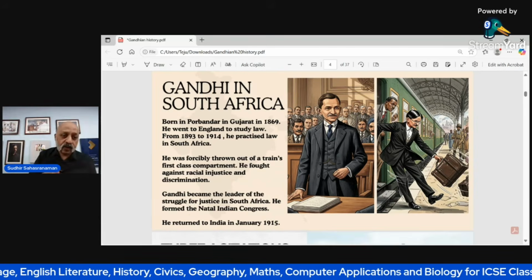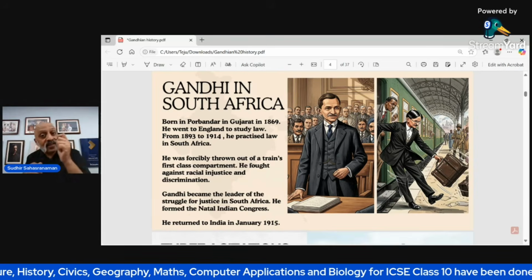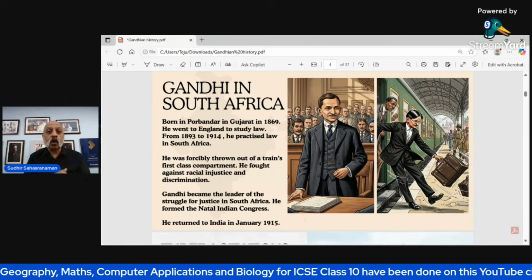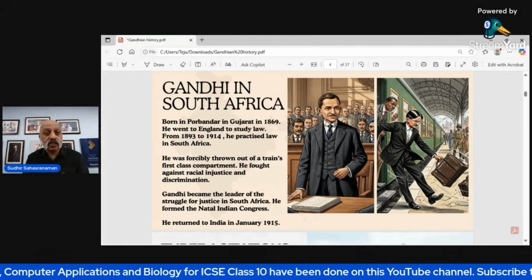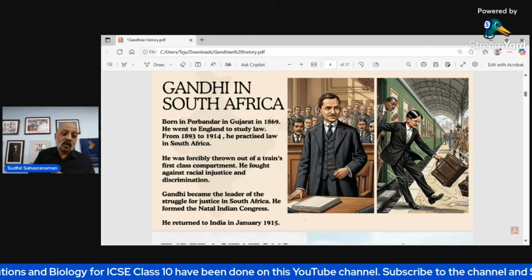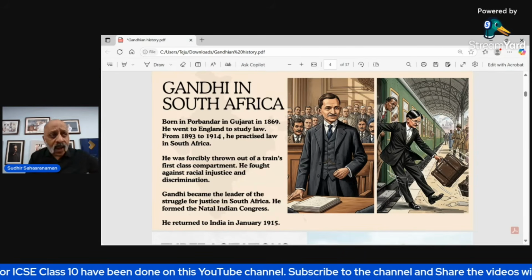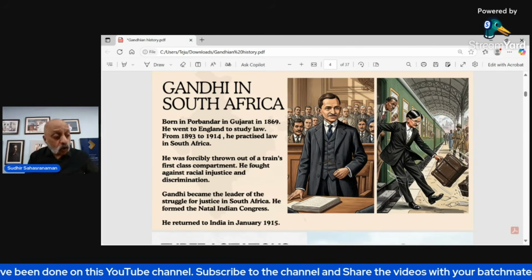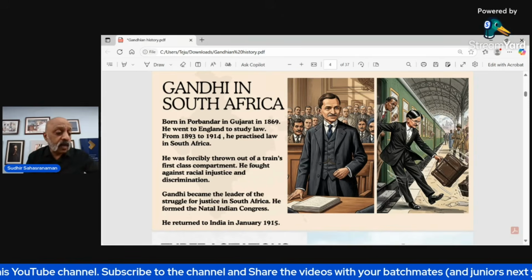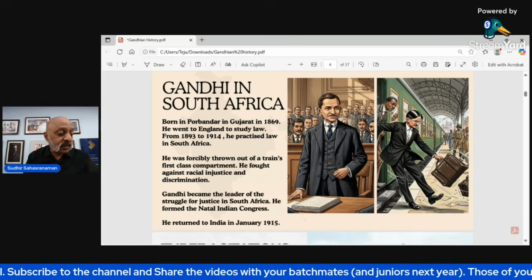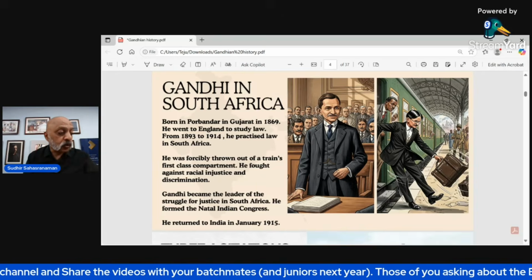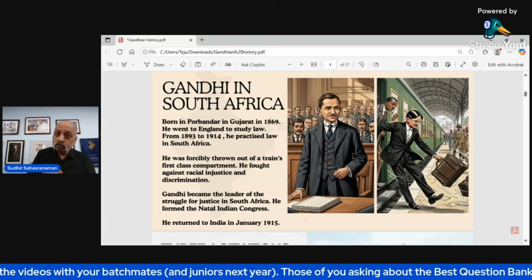Now, in South Africa, an incident changed his life, as is obvious from the second illustration. He was traveling in a first class compartment, and even though he was holding a ticket, he was thrown out of that train which was going from Durban to Pretoria on a particular day.